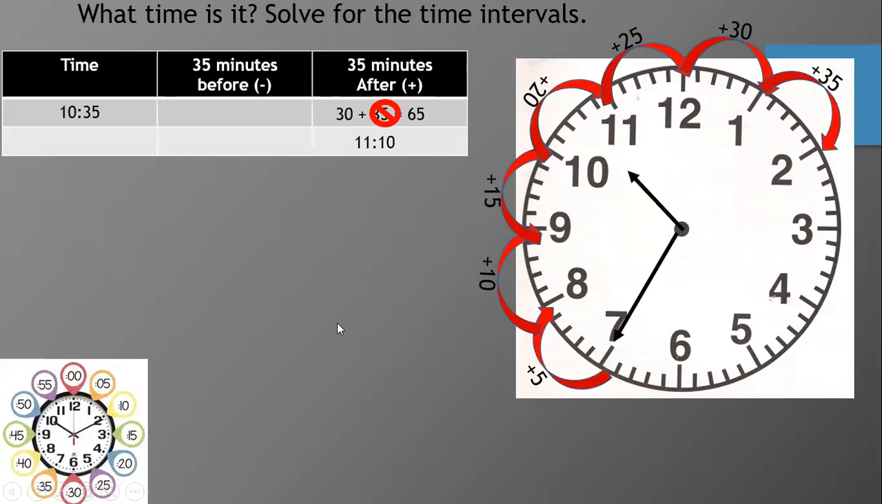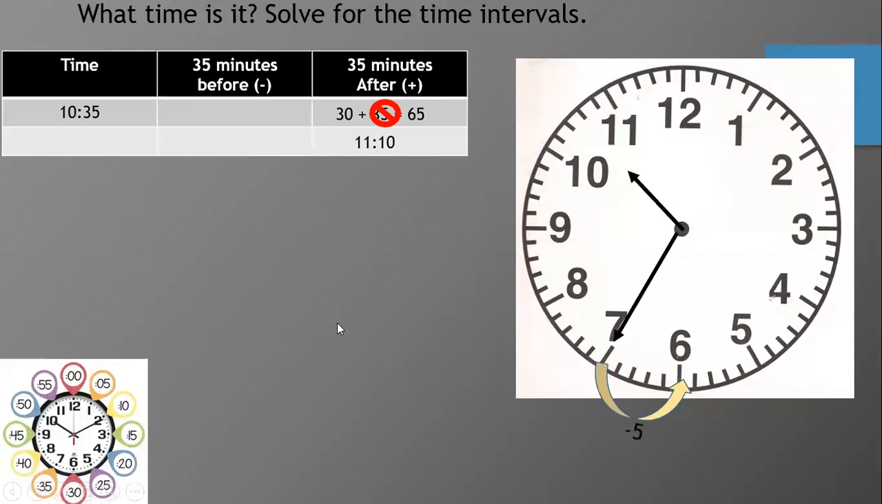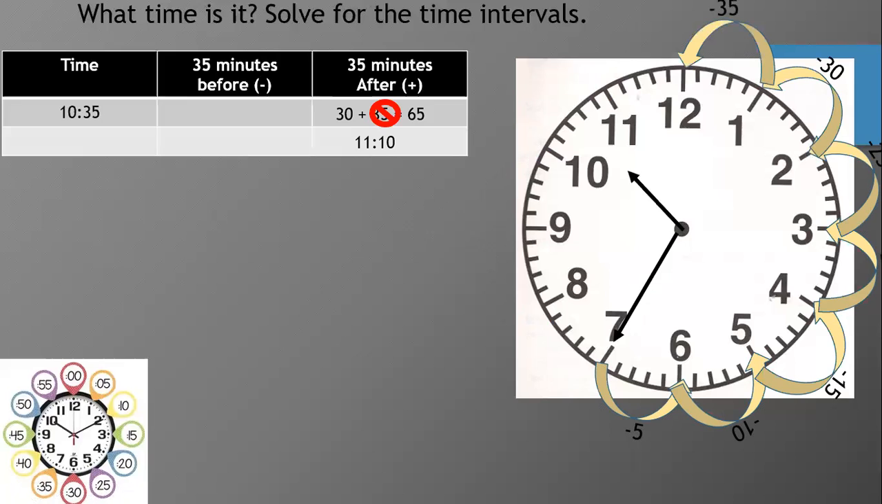So now we can count backwards. Minus 5, minus 10, minus 15, minus 20, minus 25, minus 30, minus 35. Okay, let's stop there. As we count backwards, we find that we have 10:35, 10:30, 10:25, 10:20, 10:15, 10:10, 10:05, and 10 o'clock.